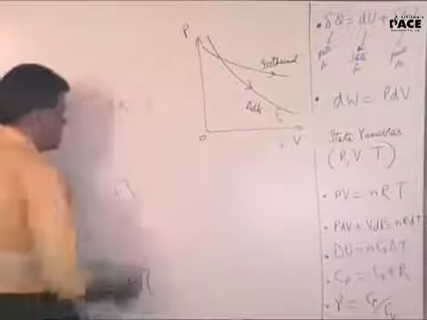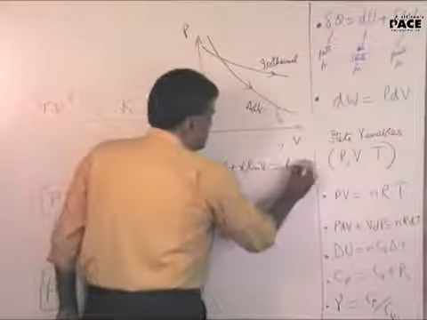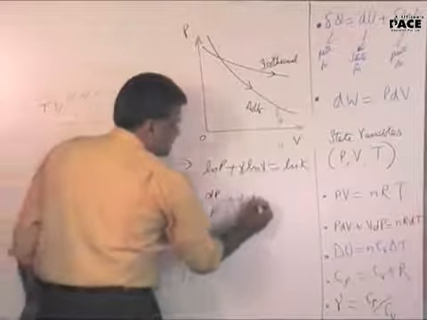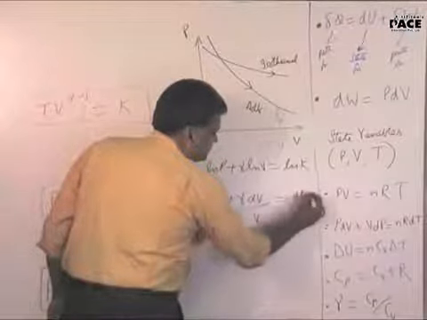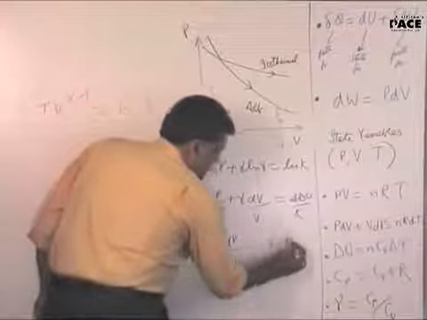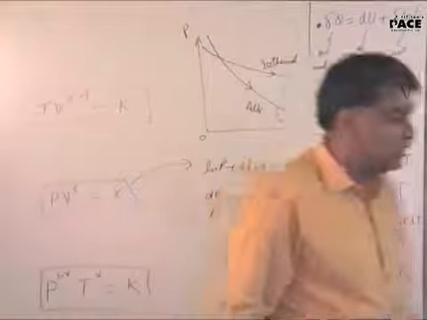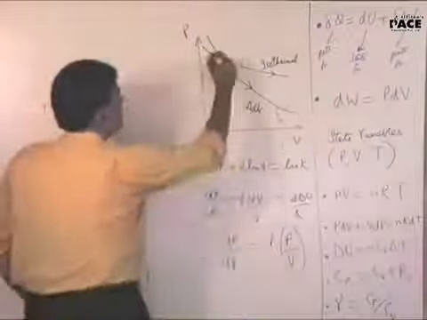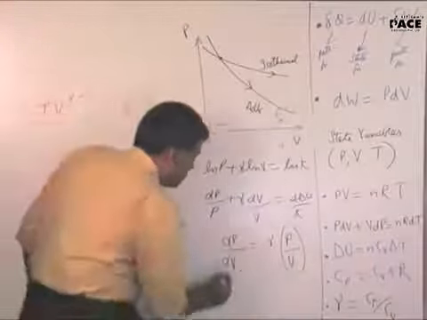PV to the power gamma is a constant, so I can say log P plus gamma log V equals log K. I take a differential, this becomes dP by P plus gamma dV by V equals dK by K, which is 0. In other words, what is dP by dV? It is minus gamma P by V. This dP by dV, as you know, is nothing but the slope of the PV graph at any point. So if you take this point where both isothermal and adiabatic are intersecting, the slope of the adiabatic.